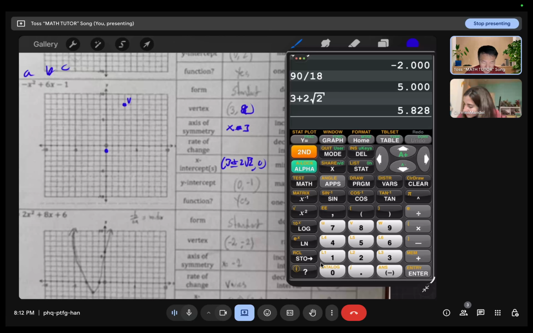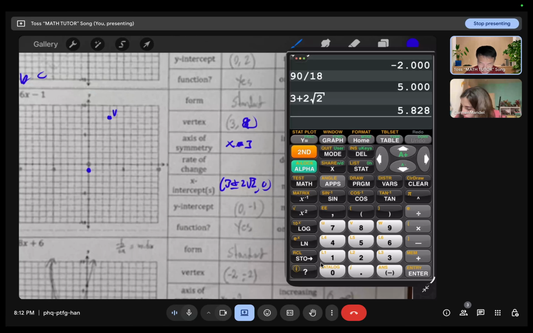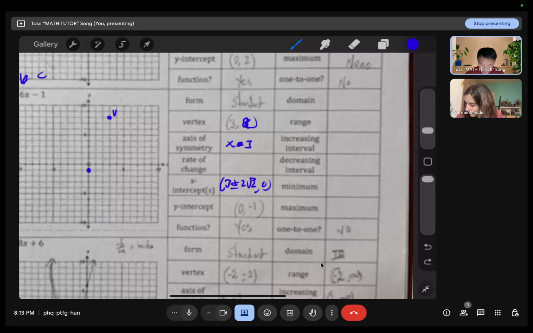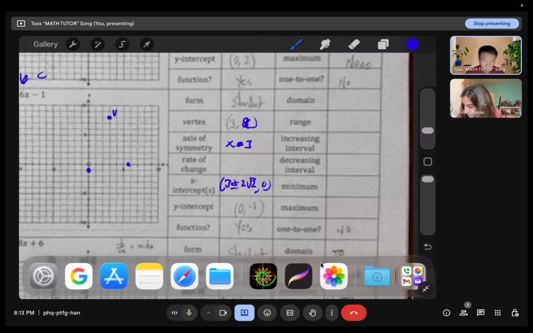So approximately 5.83. So 5.83. 1, 2, 3, 4, 5. So it's almost 6. So there's your first x-intercept right here. But then if you want to see the second one, it's going to be between 1 and 0.